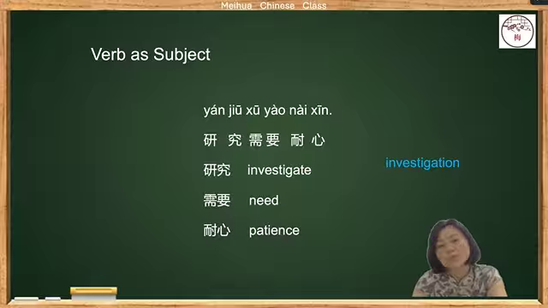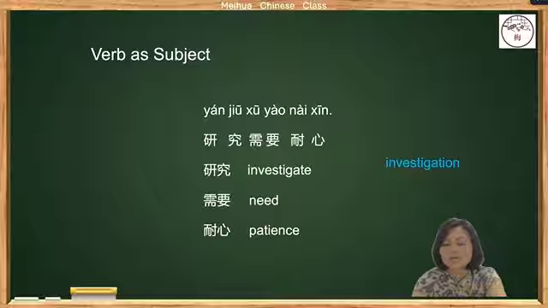But what do we do if we want to use a verb as the subject in English? We need to change the verb to its noun form, like investigate to investigation. Or if there is no corresponding noun form for that verb, usually we can always use its participle form, -ing. You can say investigating needs patience, or investigation needs patience.